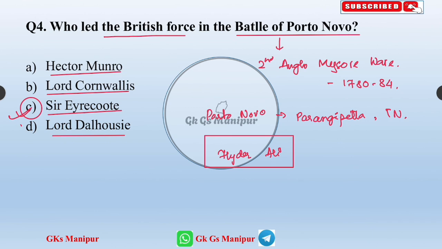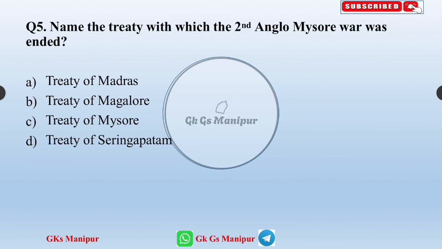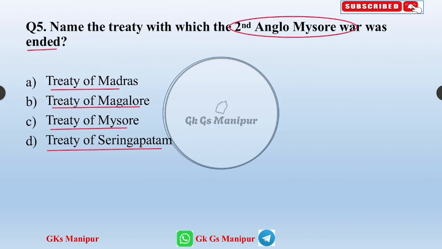Next question, question number 5: name the treaty with which the second Anglo-Mysore war was ended. Option number A Treaty of Madras, option number B Treaty of Mangalore, option number C Treaty of Mysore, and option number D Treaty of Seringapatam. Here the correct option is the Treaty of Mangalore.